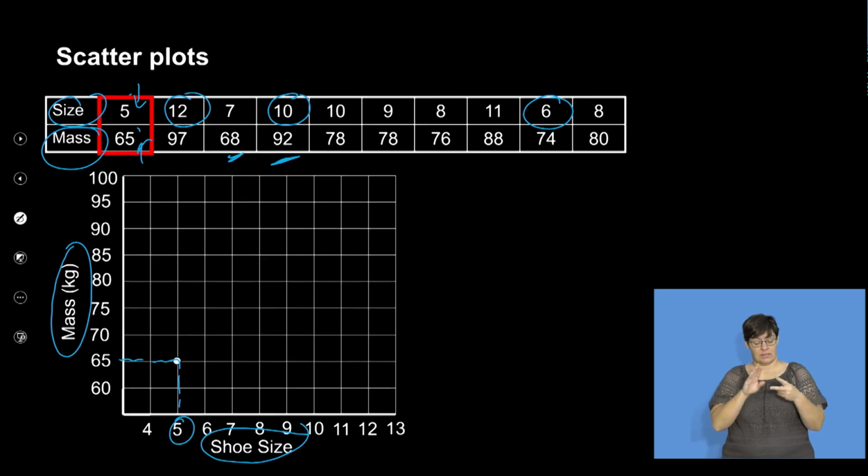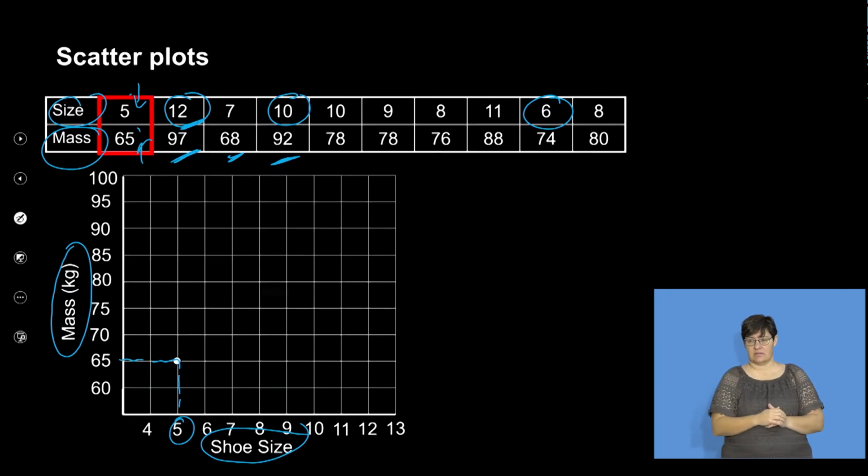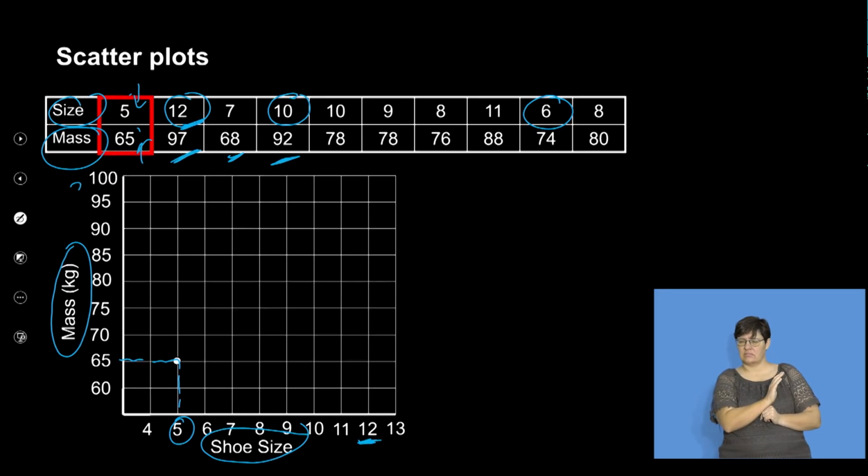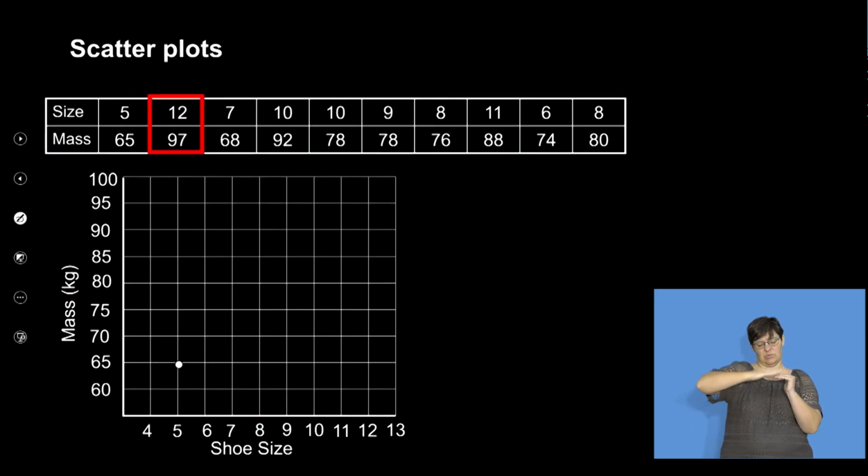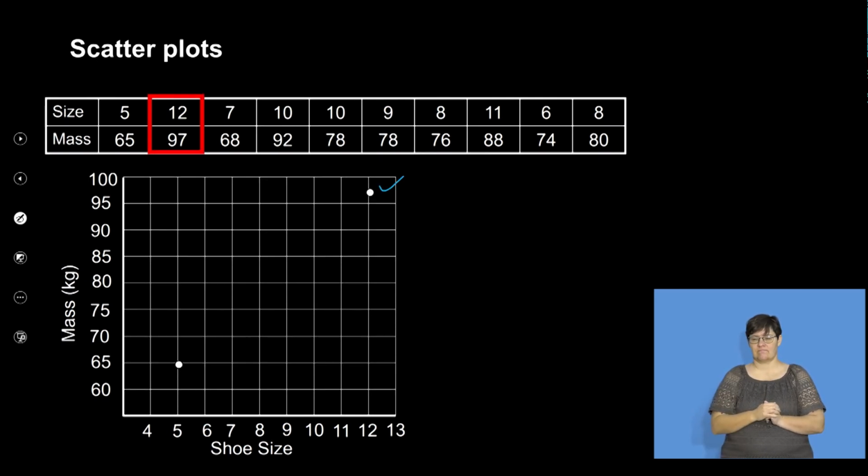Let's look at the second point. When x is 12, what is y? 97. So we have 12, and 97 is between 95 and 100. Okay? 12 and 97. There's the point there. So we already have 2 points.